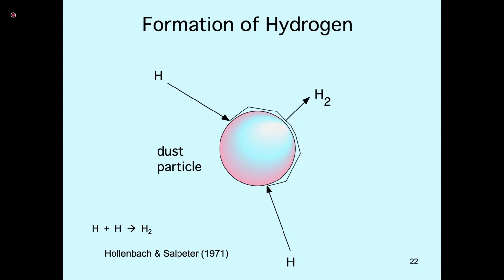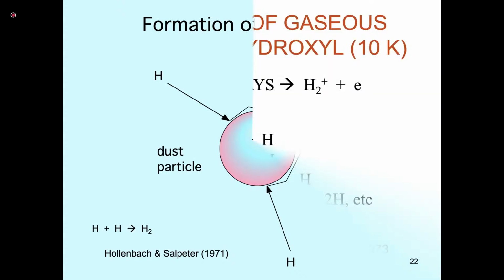The hydrogen atoms then can move around because they're bound very loosely at low temperatures, and make molecular hydrogen, which then has enough energy to come off. This works from about 10 to 30 Kelvin. At lower temperatures, the hydrogen atoms don't move, and at higher temperatures, they come off before they can move. So it's only produced, according to theory and experiment, in a narrow region of temperature.